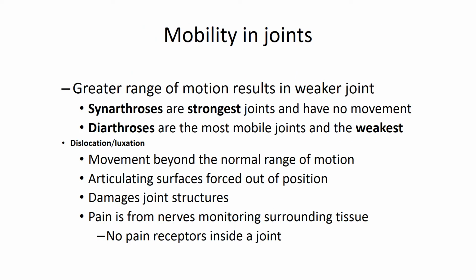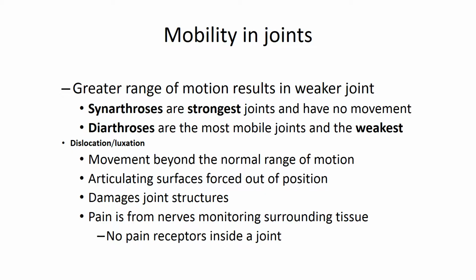Now, our joints do provide for mobility, and when we have a greater range of motion, it can result in a weaker joint. So our synarthrotic joints are the strongest joints because they have no movement, and the diarthrotic joints are the most mobile joints and generally are the weakest. One type of joint injury is a dislocation, which is also known as a luxation.